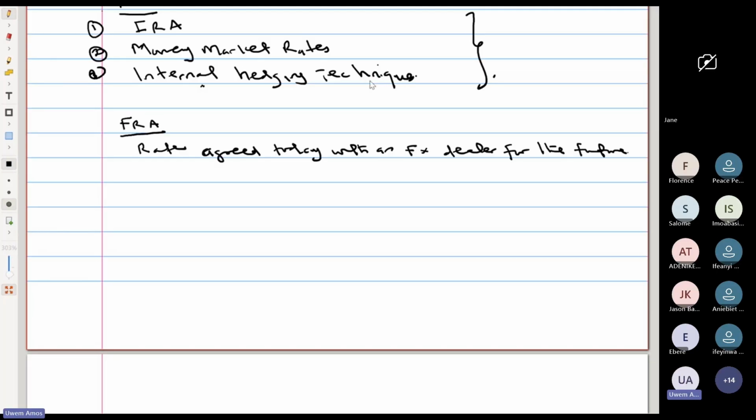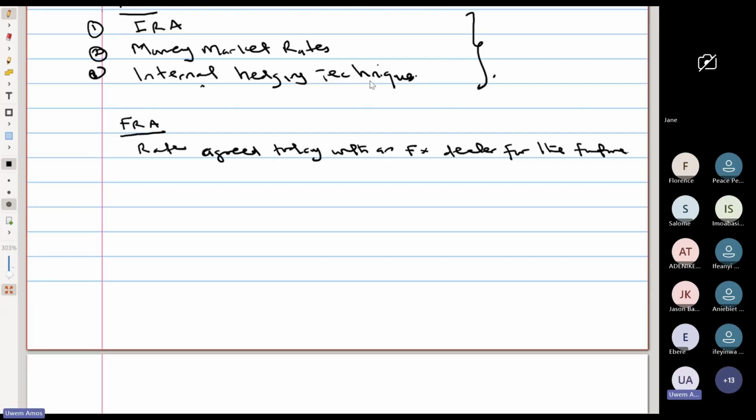So you walk up to an exchange dealer or to an over-the-counter financial market and you say, I have a transaction in 3 months' time. I don't want to wait for the 3 months. Can we agree on an exchange rate today for that transaction in 3 months? You both enter into a contract and agree on a rate. That rate becomes a forward rate because it is not the rate now, but the rate that is agreed for the future.